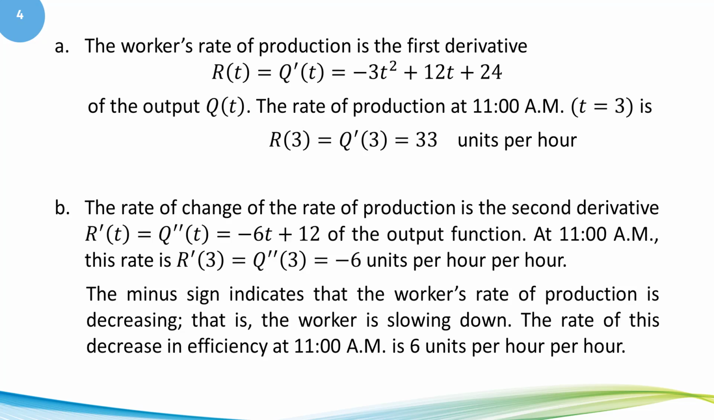And if we want to know the rate of change of the rate of production, then we have to find the second derivative. So we have R prime is equal to Q double prime. At 11 AM, R prime of 3 is minus 6 units. This means that the worker's rate of production is decreasing. So it means that the worker is slowing down.